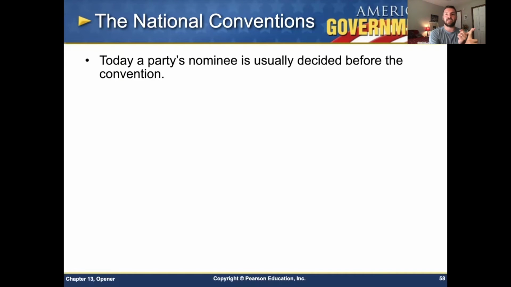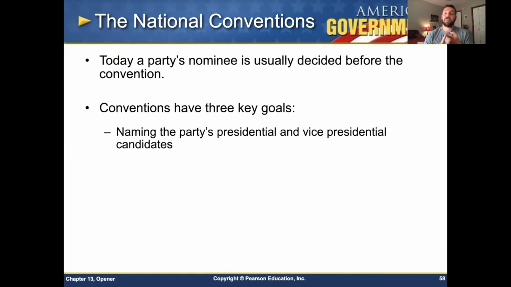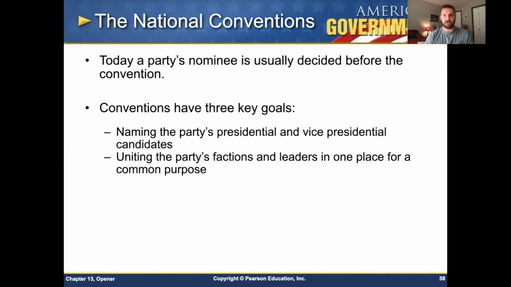For the Republicans, it's Trump, because he's a sitting incumbent president with another term of eligibility. And for the Democrats, it's going to be Vice President Joe Biden, who is the last one standing after all those folks have already dropped out. Conventions have 3 goals: naming the party's presidential and vice presidential candidates, number 1. And even though we're already going to know, you got to make it official.